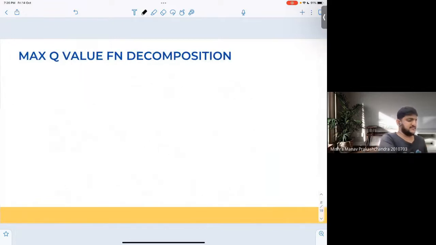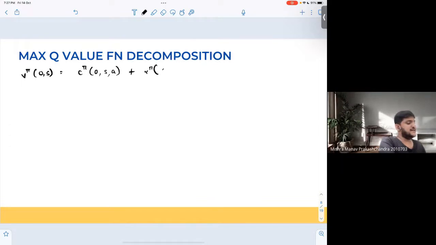Okay, just the last 2-3 minutes I'll spend on this. So my v pi of 0 comma s. Imagine you start at the core. This is the M0 subtask that I have. So if I want to estimate the value function, what I'll do is I'll take the completion function for the 0th MDP plus the value function when I take the first action.